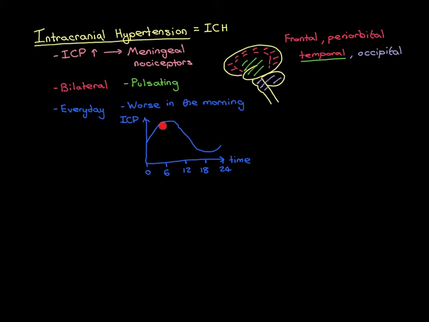So this is the sort of sinusoidal graph that we have for intracranial pressure. It's highest in the morning and then lowest in the evening. And this occurs, as I say, in everyone. This is a perfectly normal phenomenon that intracranial pressure varies on a circadian basis. It obeys a circadian rhythm.